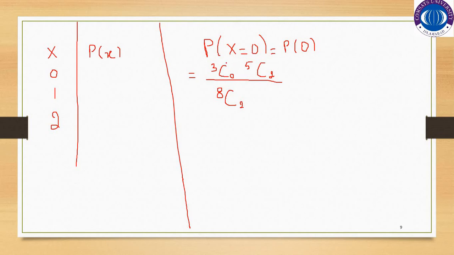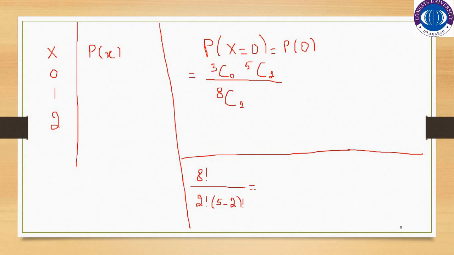Now how to sort this out? This is 8C2, meaning 8 combination 2. You can use your calculator too, but manually you can solve it as 8 factorial over 2 factorial and 8 minus 2 factorial. It would be equal to 8 factorial over 2 factorial and 6 factorial.